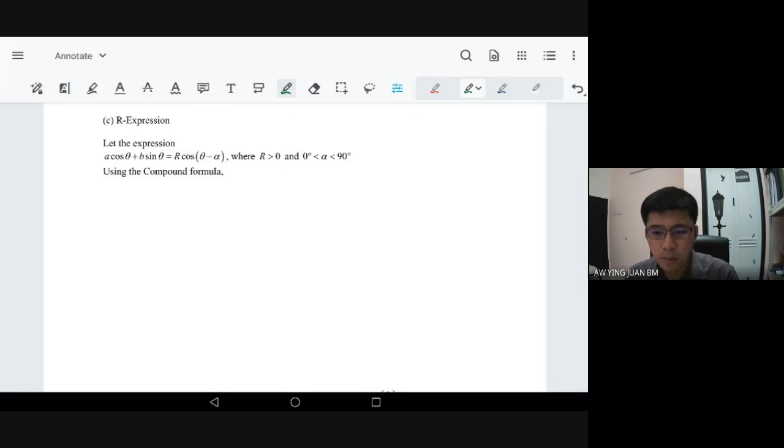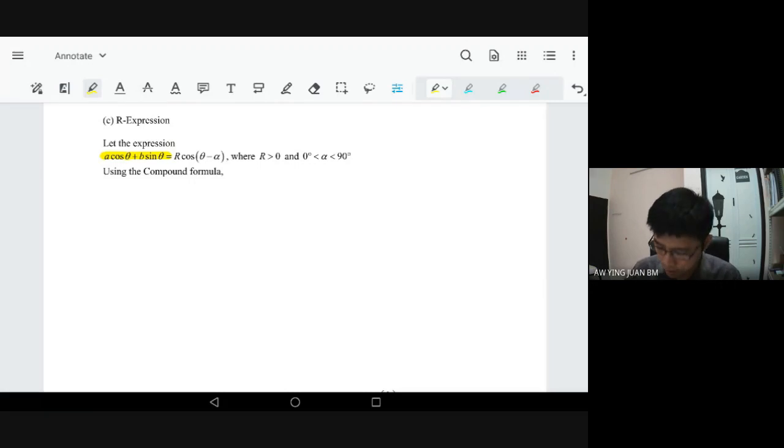So sebelum kita mula, apa yang dimaksud dengan R expression? So let the expression. Okay, so di mana kita ada situasi dia, contohlah soalan. Okay, contoh soalan. A cos theta plus B sin theta. Kemudian kita ada R cos bracket theta minus alpha. So ini adalah compound angle.